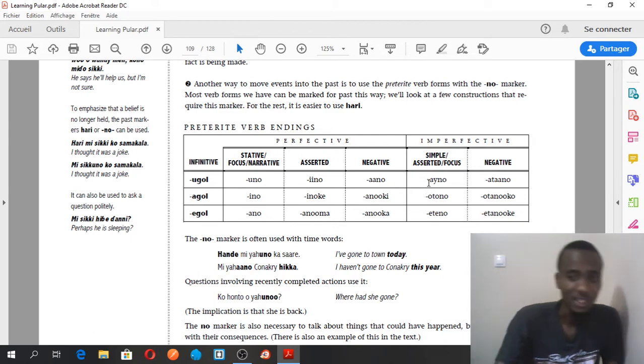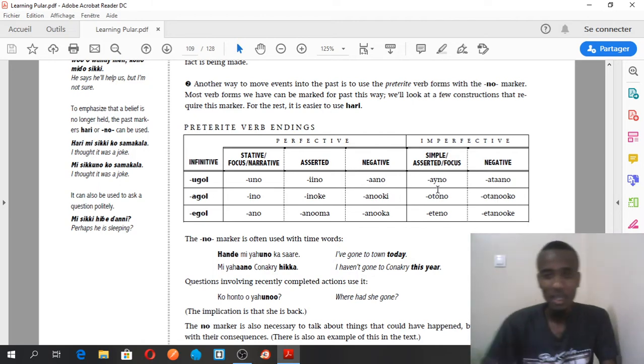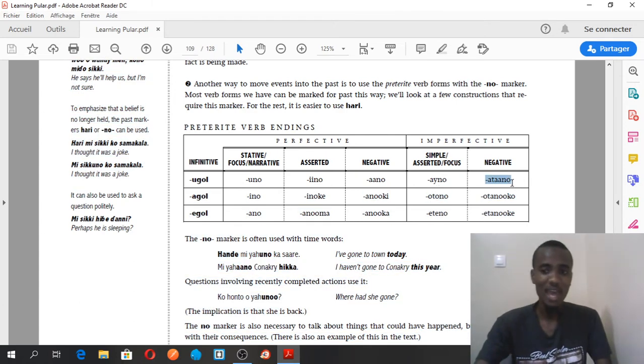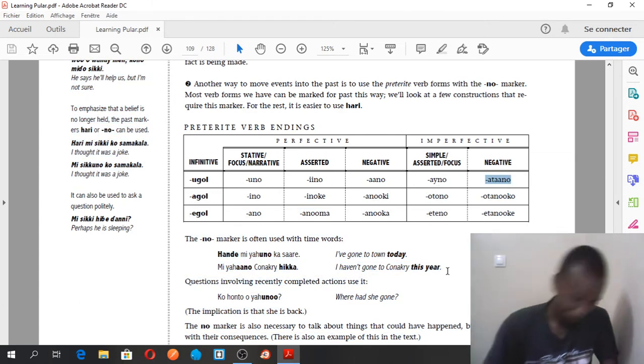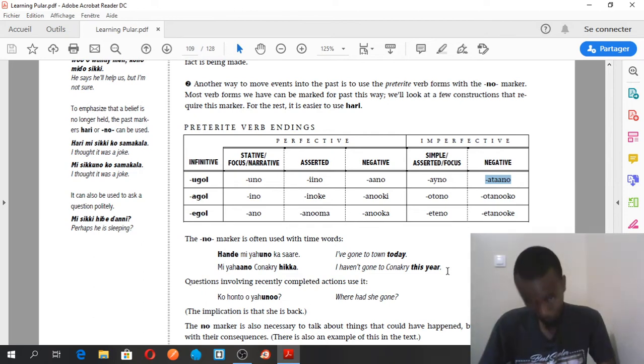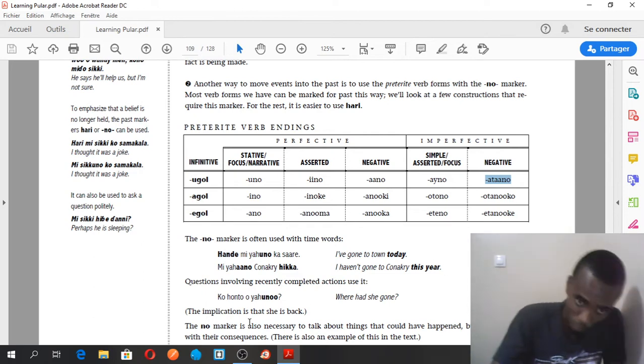Midainai no mo woni. For example, I'm making a trick, and then the person reveals the answer. I say, oh, midainai no mo woni. I wanted to trick him. Oh man, now you messed up everything. Midainai no mo woni. Adainatano. Then you shouldn't have tricked him. So that's the no marker.